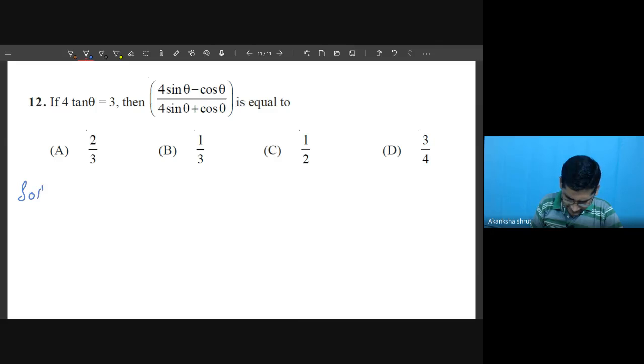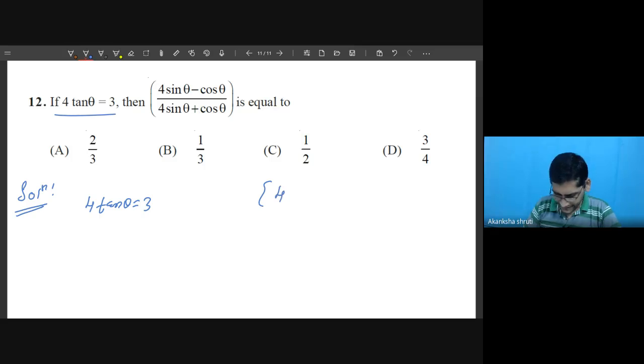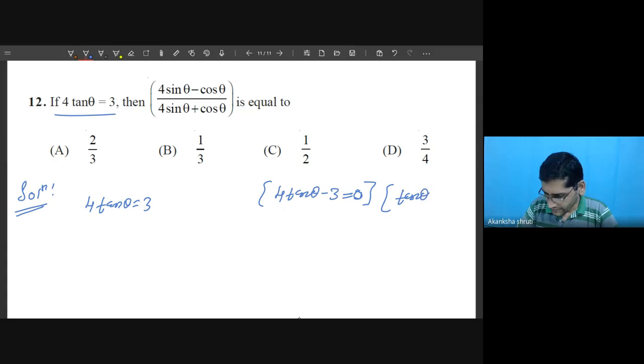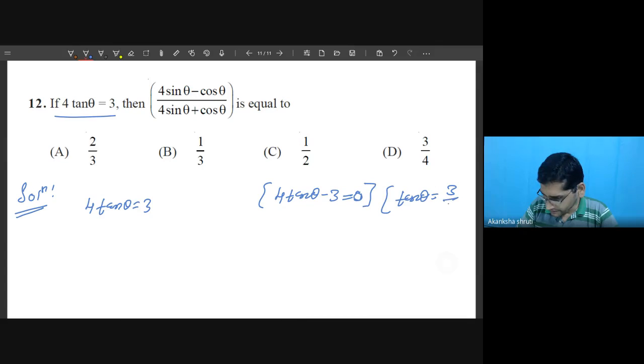In this case, what is given, you first write it. It is given as 4 tan of theta is equal to 3. Student, it may be given like this also, as I had given last day: 4 tan of theta minus 3 is equal to 0. Whether this is given, or this is given, or even tan of theta is equal to 3 by 4 is given, all are the same thing. So you have to only go for rearrangement.